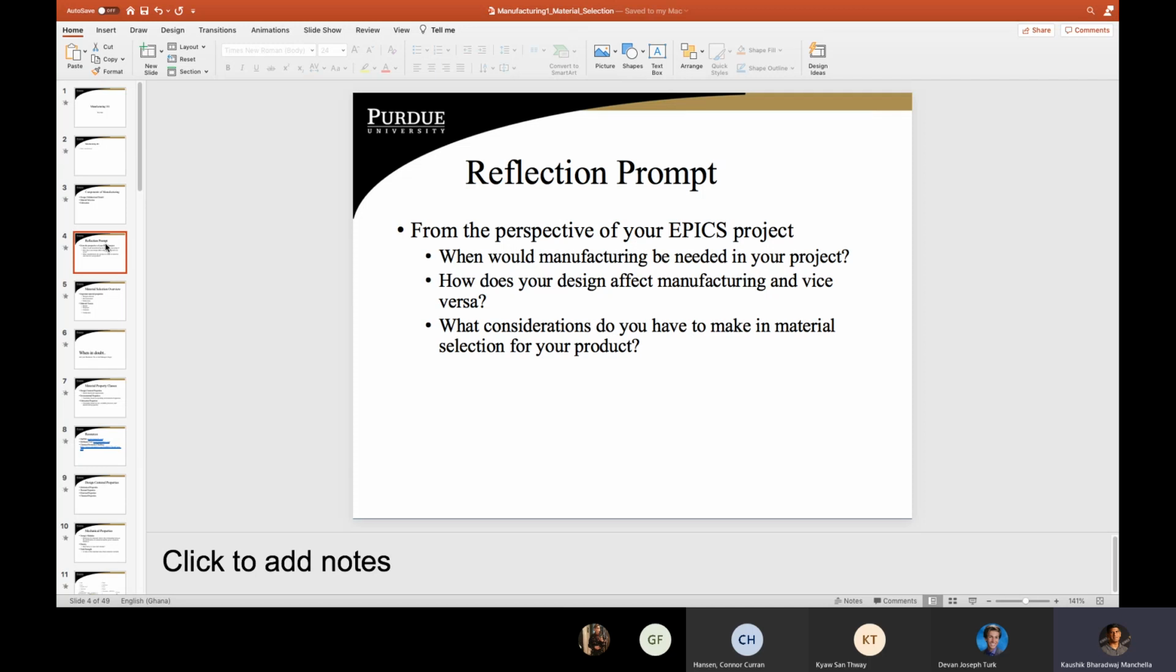First of all, when would manufacturing be needed in your project? And also, how does your design affect manufacturing and vice versa, as I just mentioned? And then, further on, what considerations do you have to make in material selection for whatever product or design that you're making? This specifically ties into this skill session on material selection. That's something to keep in mind, and you can reflect on it once this is over.